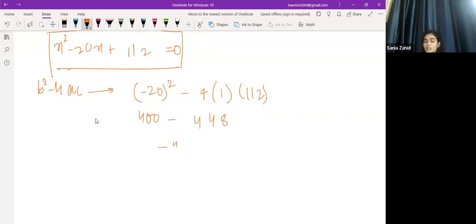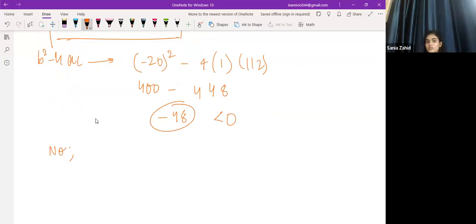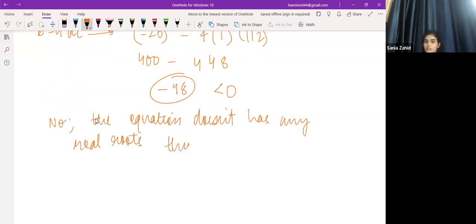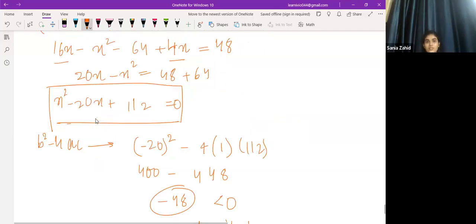Okay, now how much is it? Minus 48. Now, children, you see minus 48 is less than 0. That means, does it have any real roots? No. The equation doesn't have any real roots. Thus, the situation is not possible. Okay. Do you understand this, children?